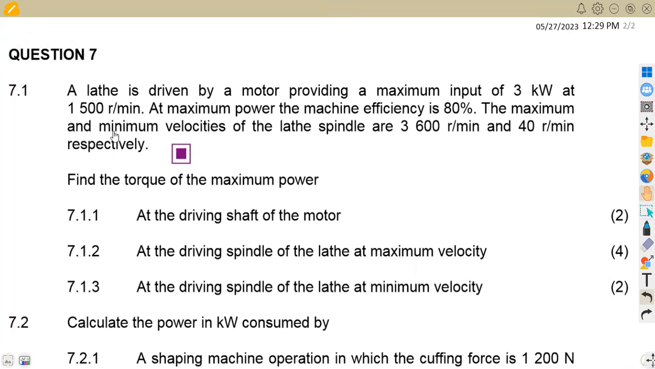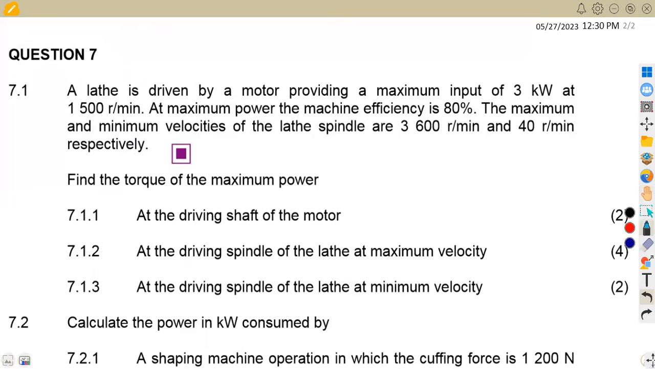If you check this first part of the question, 7.1, we are given a lathe driven by a motor providing a maximum input of 3 kilowatts at a speed of 1,500 revs per minute. At maximum power, the machine efficiency is 80%. The maximum and minimum speeds of the lathe are 3,600 revs per minute and 40 revs per minute, respectively. Find the torque at the maximum power.